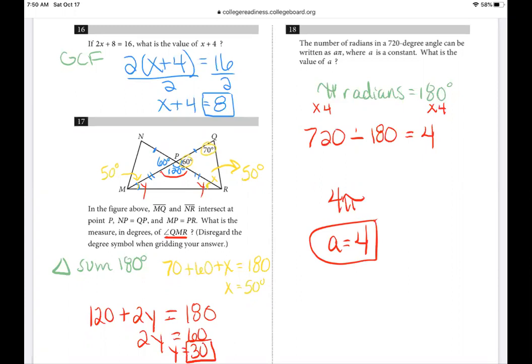Okay, so look for the next page of SAT Practice Test 7, Section 3 for numbers 19 and 20, one page at a time.